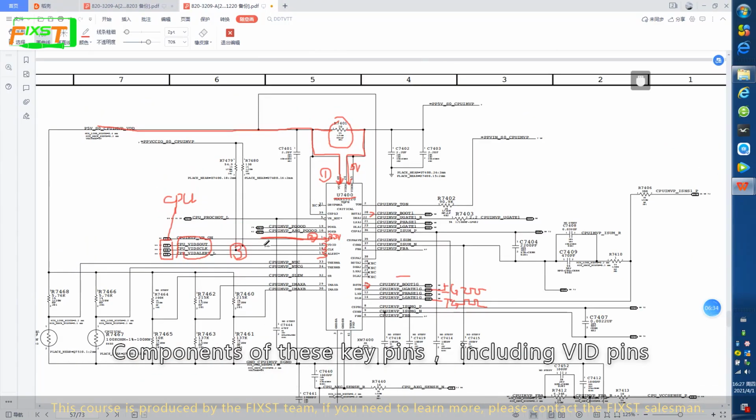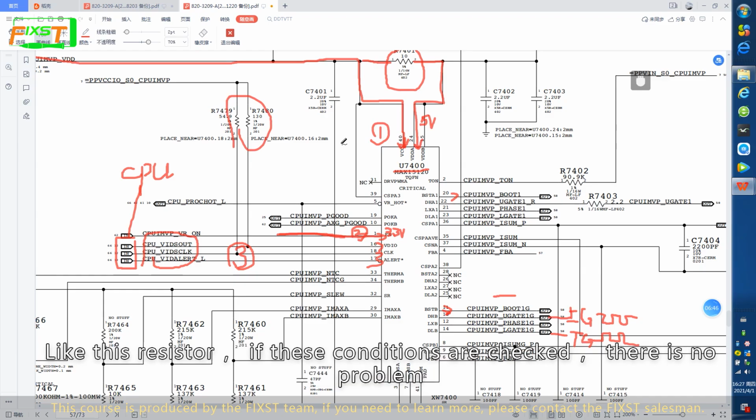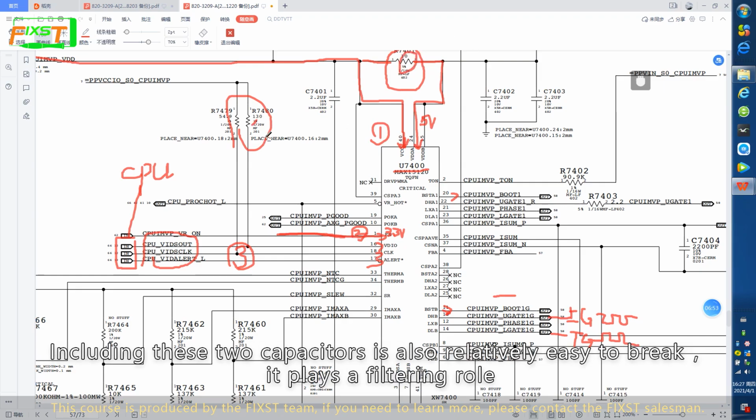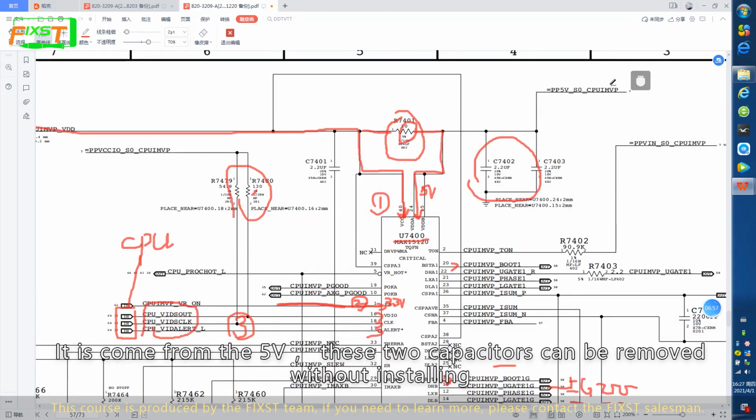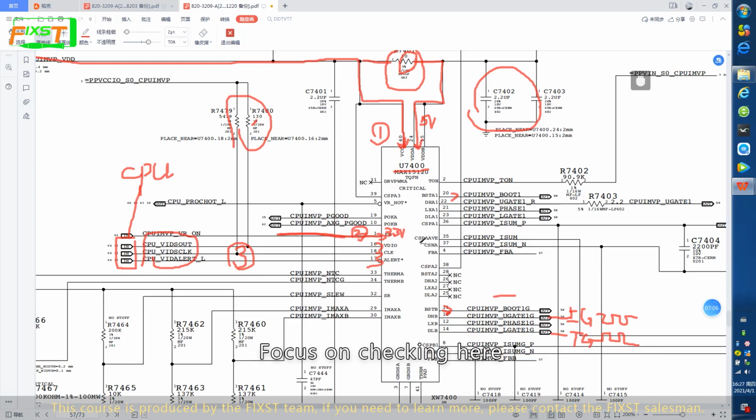Check the components of the key pins, including the VID pins. You can see the VID pin connected to these two resistors here. Don't drop it. Like this resistor, if these conditions are checked, there is no problem. Including these two capacitors, which are also relatively easy to break. They play a filtering role. It comes from the 5 volt. These two capacitors can be removed without installing. Focus on checking here.